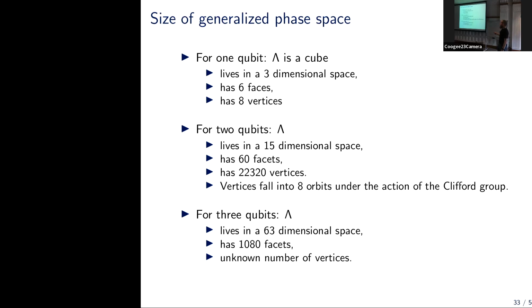So for example, for 1 qubit, the lambda polytope is pretty simple. It's just a cube. It's got 8 vertices. Even for 2 qubits, numerics is a bit tricky. We're in a 15-dimensional space. The lambda polytope has 60 facets, 1 for each stabilizer state, and it's got over 22,000 vertices, which fall into 8 orbits under the action of the Clifford group. And even for 3 qubits, we're in a 63-dimensional space. We can't even do numerics here. We don't actually know how many vertices the lambda polytope has. So it seems like the number of vertices, the number of generalized phase space points, grows very quickly with the number of qubits.